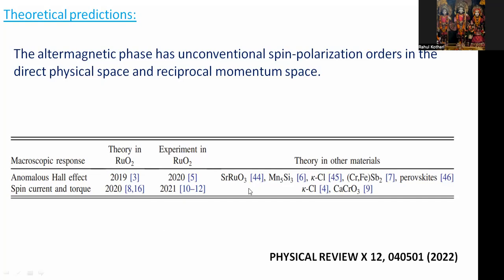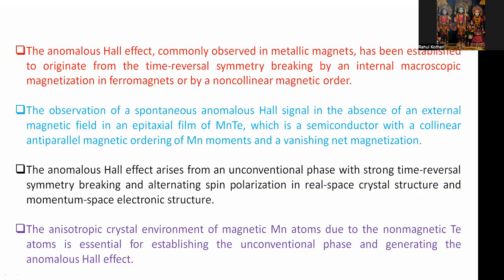Now you can see there are a series of compounds people have proposed: SrRuO3, Mn5Si3. So many materials have been proposed, but are yet to be experimentally realized. This is a very rich domain of magnetic phases of materials coming into the picture very recently, which is very encouraging. But what is more interesting, why did I choose this topic?